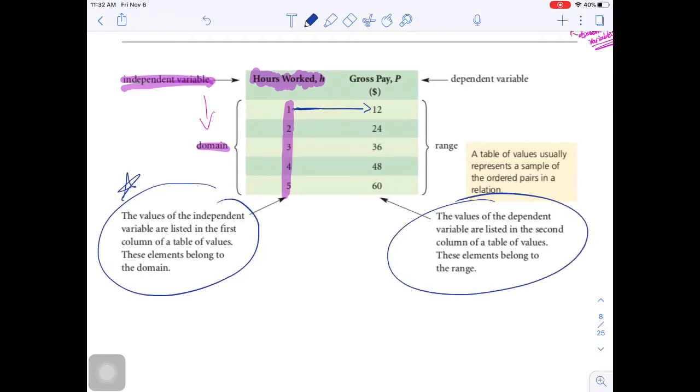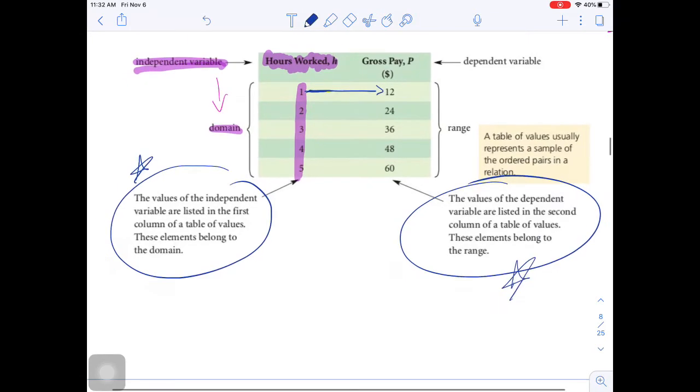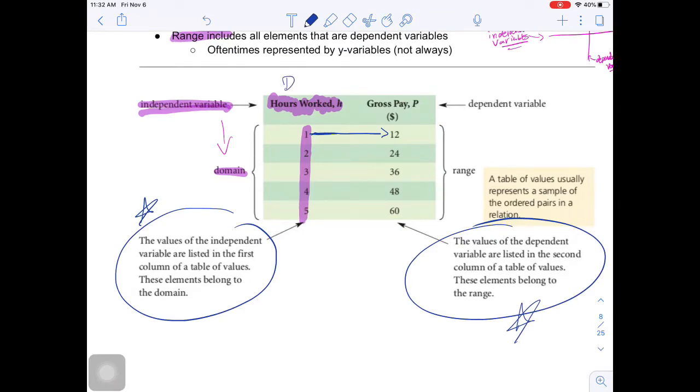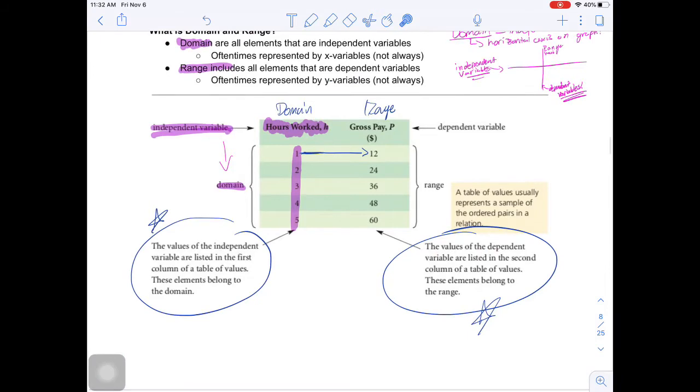It's stated over here that the values of dependent variables are listed in the second column of the table of values. These elements belong to the range. Okay, so you got to remember that. So here is our domain. Here's our range values. Okay, these are made up of independent variables. These are made up of dependent variables. So lots going on here.